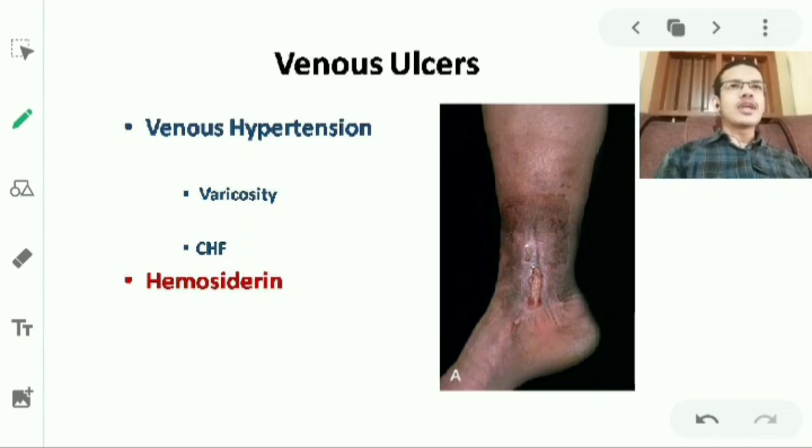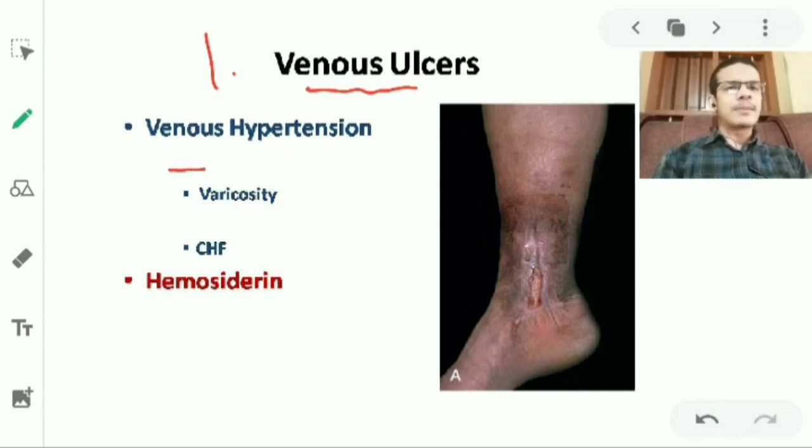So first of all, let's discuss deficient wound healing, or deficient tissue repair. We will be learning about venous ulcers, arterial ulcers, diabetic ulcers and also pressure sores. So the first one is venous ulcers. What is the cause of venous ulcers? It is venous hypertension.